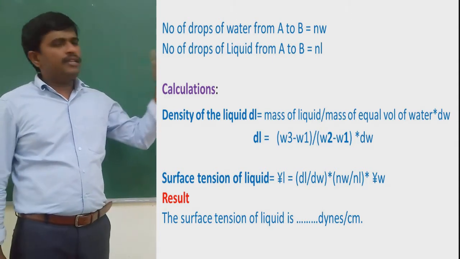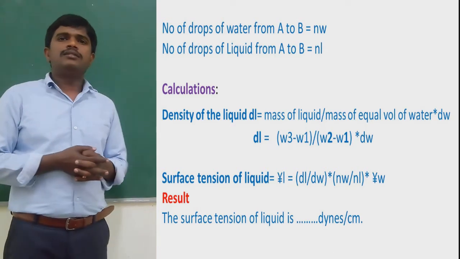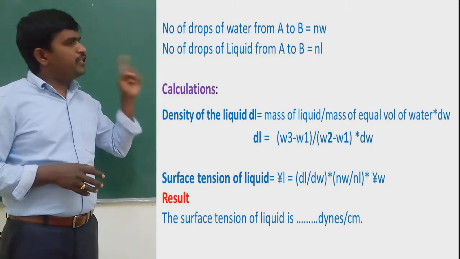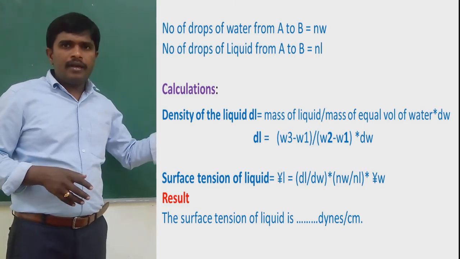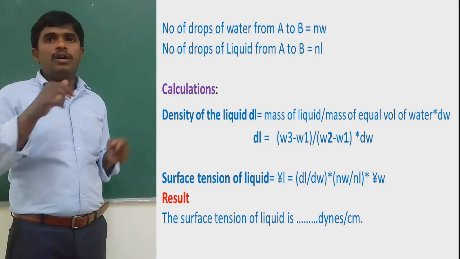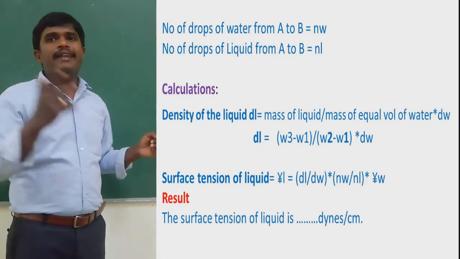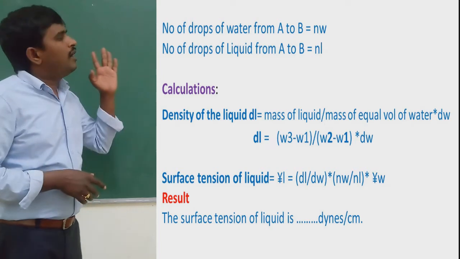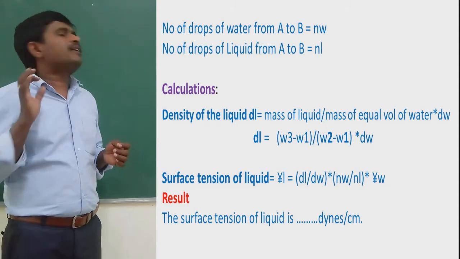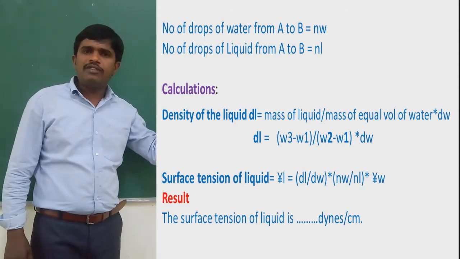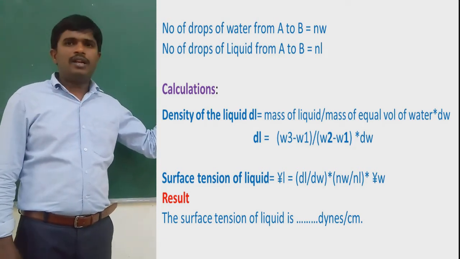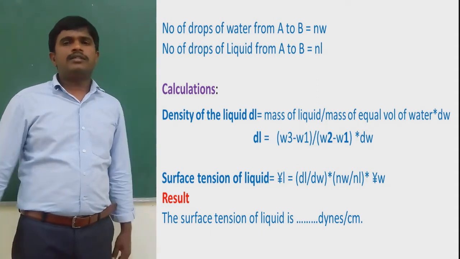Surface tension of liquid, that is gamma L, is given by dL by dW, that is density of liquid by density of water, into nW by nL, that is number of drops of water from A to B, that is nW, and number of drops of liquid from A to B, that is nL, into gamma W, that is surface tension of water, which is known. So from this we can easily calculate the surface tension of liquid. At the end we can report the surface tension of liquid in dynes per centimeter.